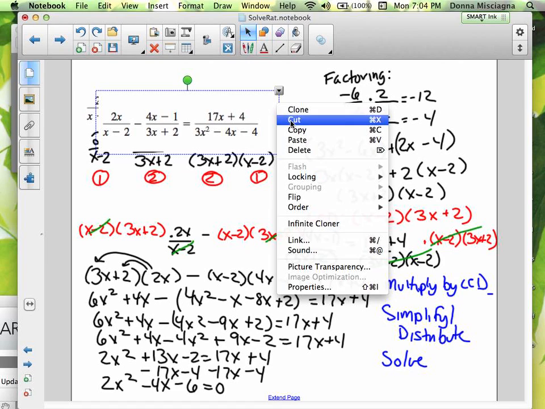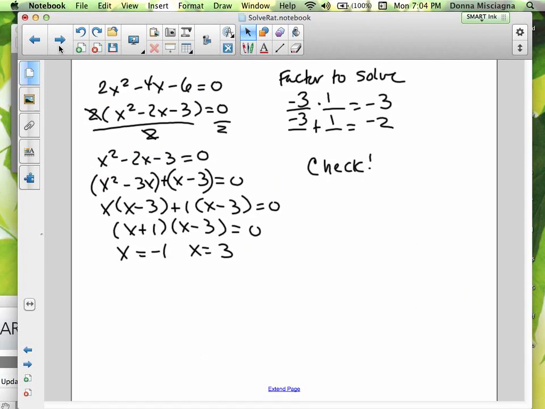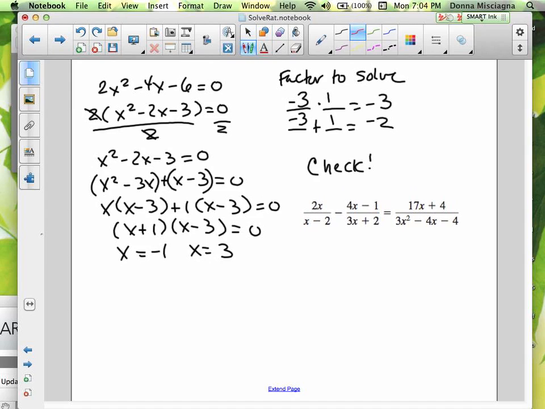Well, all right, cut. So I think I've got two of them now. And paste. All right, so this is what we have to plug into. Do not plug into anything simplified, all right? You may make a non-solution look like a solution. All right, so now let's try the -1.